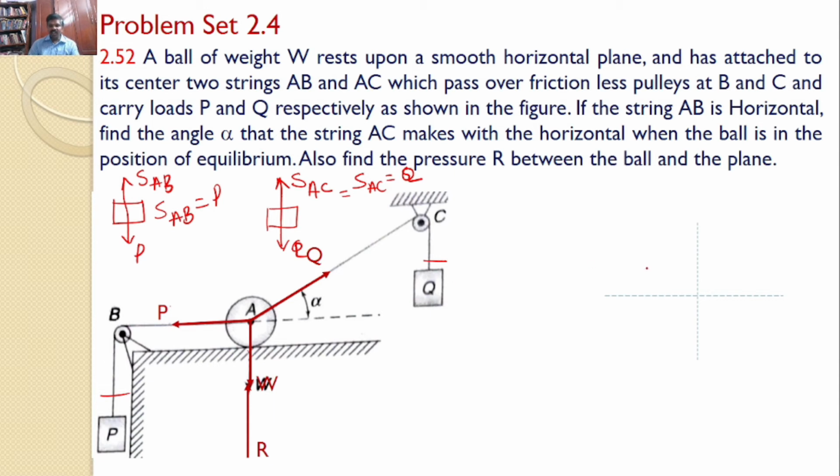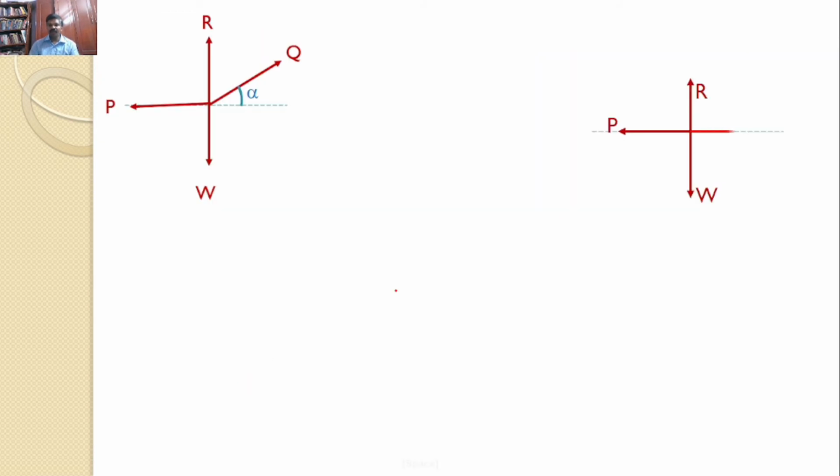Now let us transfer all these forces onto a separate xy plane like this. So weight acts downwards, P is towards the left side, Q is inclined and R is vertical. Given that Q makes an angle alpha with the horizontal, this value is alpha. Now we can resolve this Q force along the x-axis and y-axis like this. The horizontal component is Q cos alpha, and the vertical component is Q sin alpha.